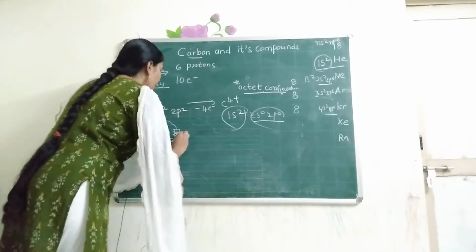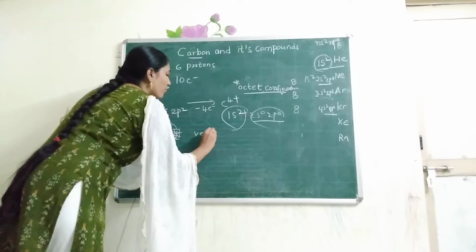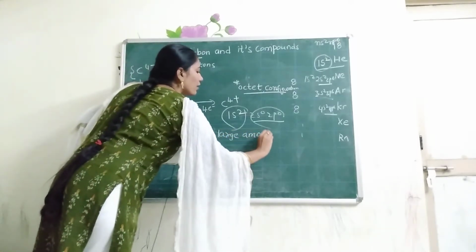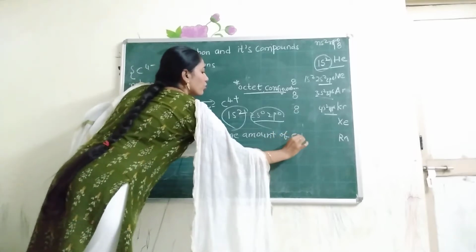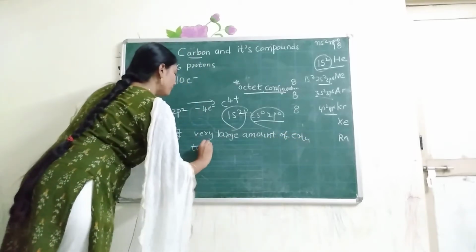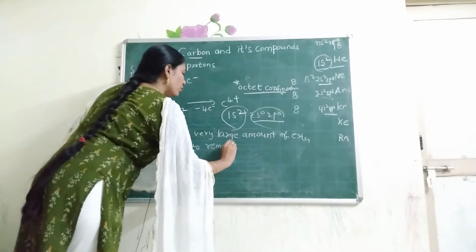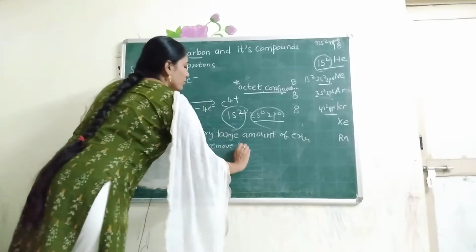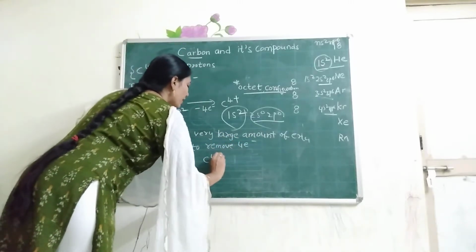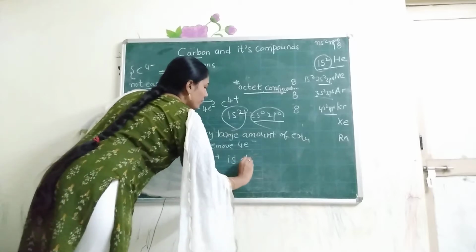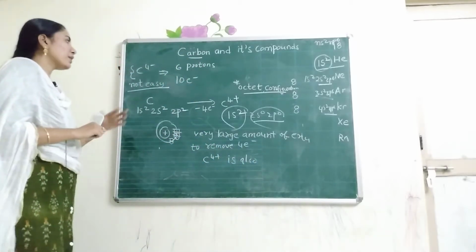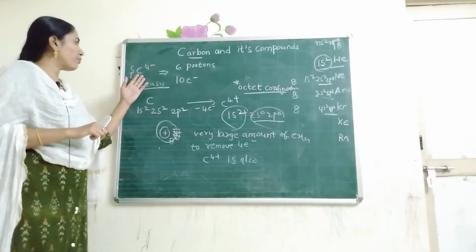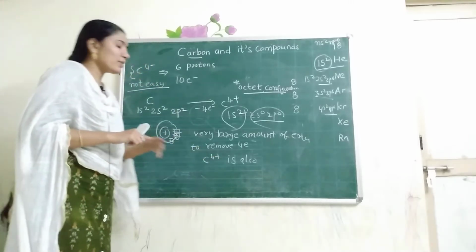We need a very large amount of energy to remove 4 electrons. So the formation of C4 plus is also not easy. So carbon cannot easily form the C4 minus ion. Carbon cannot form either C4 minus or C4 plus easily.